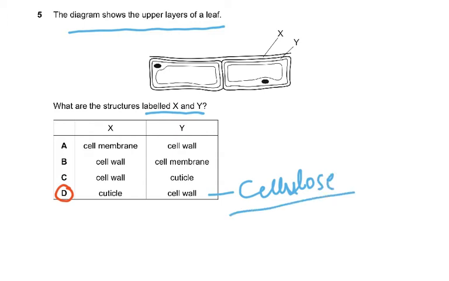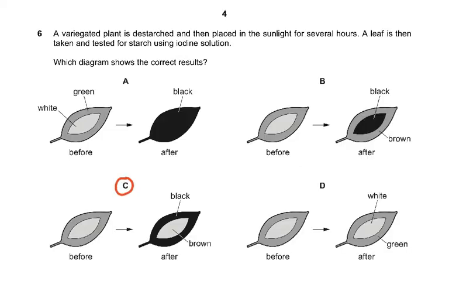So X is the cuticle and Y is the cell wall. So the answer to this was D. And coming on to question number 6, a variegated plant is de-starched and then placed in the sunlight for several hours. The leaf is then taken and tested for starch using iodine solution. Which diagram shows the correct results?